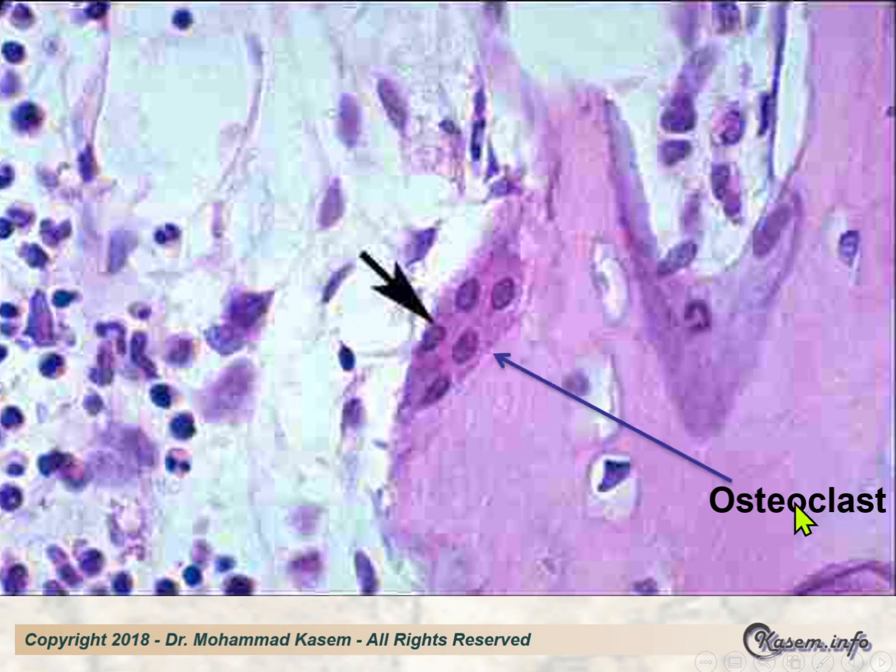This is the osteoclast here, found in the Howship's lacunae and facing the bone marrow. These are the bone marrow cells, and this line is the endosteum. This is the endosteal surface of bone.